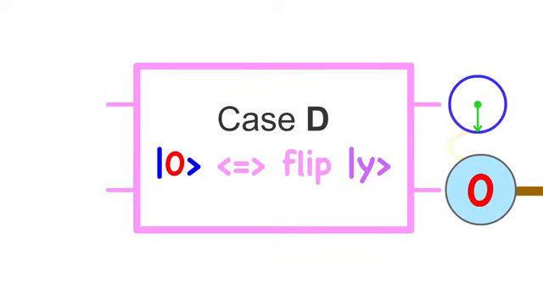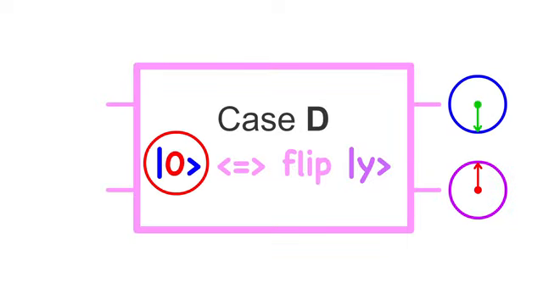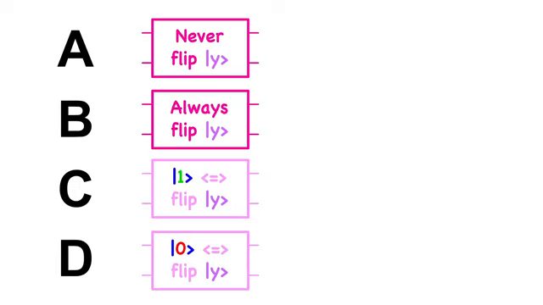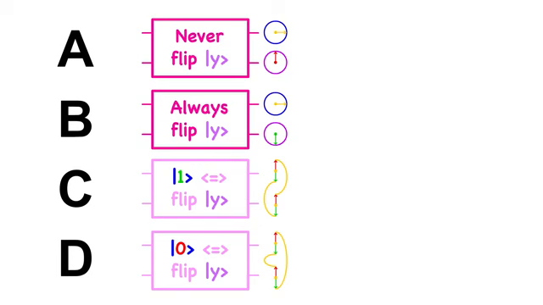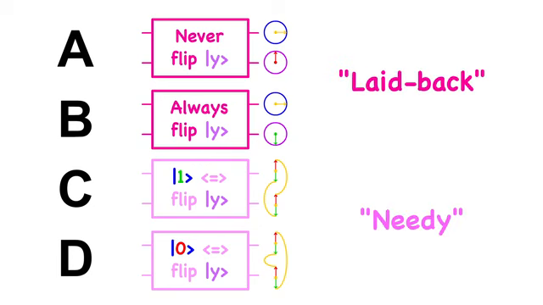If qubit y doesn't flip, it was only because qubit x was a 1. At first, it looks like we may have solved the problem. The qubits come out entangled in only the needy cases, and not the laid-back cases. So all we need to do now is check whether or not the qubits are entangled, and we have our answer. So what would happen if we tried it?